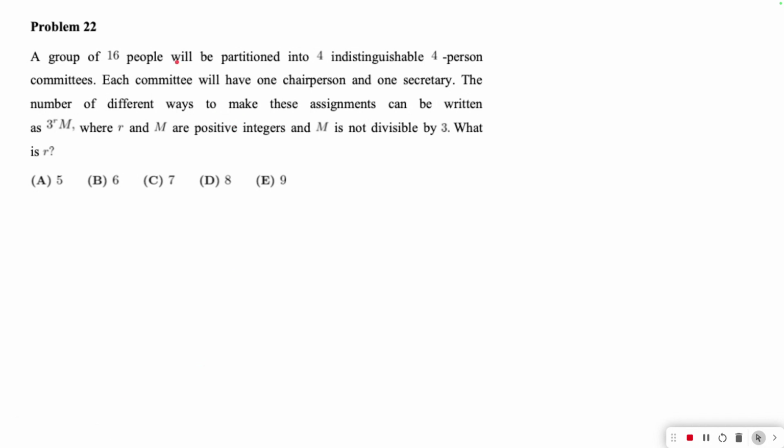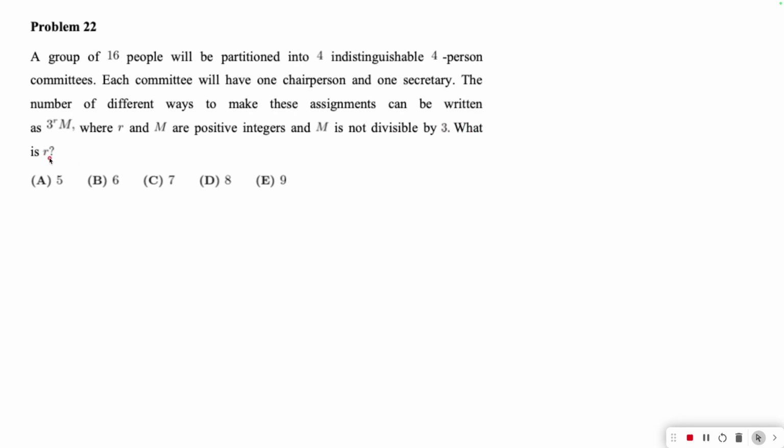And today we'll be going over the AMC 10B 2024 problems 22 and 24. Okay, so problem 22. A group of 16 people will be partitioned into four indistinguishable four-person committees. Each committee will have one chairperson and one secretary. The number of different ways to make these assignments can be written as 3 to the power of r times m, where r and m are positive integers, and m is not divisible by 3.